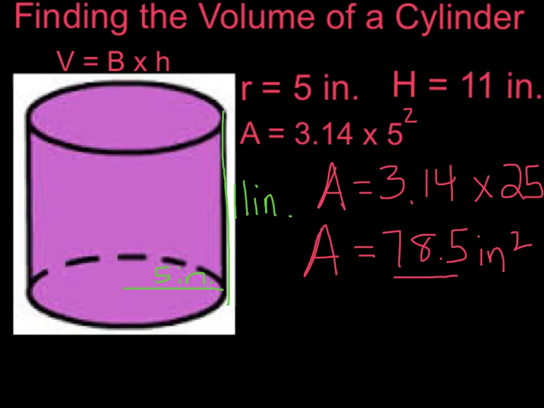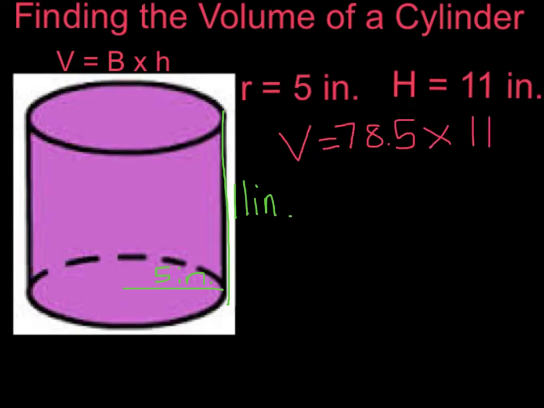I'm going to use this information right here and multiply it by the height in order to find the volume of this cylinder. As you can see, using my formula of V equals capital B times H, I have plugged in all of the numbers that I now know. V equals 78.5 times 11. When I multiply 78.5 times 11, I come up with an answer of 863.5.